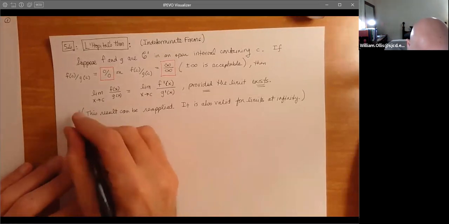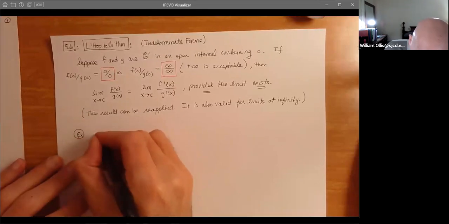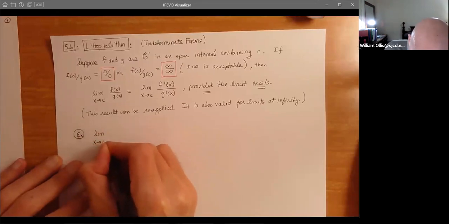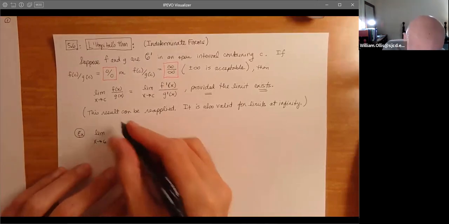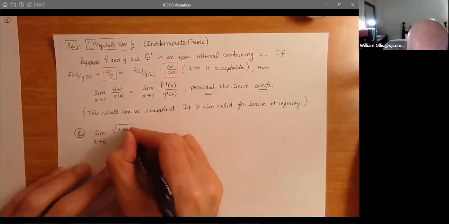So let's look at some examples here. So you're going to like this, and let me just let the cat out of the bag. This is a whole lot easier than integrals. So this gives you a little break. You know, maybe you got weary of all the integrals. So let's look at this.